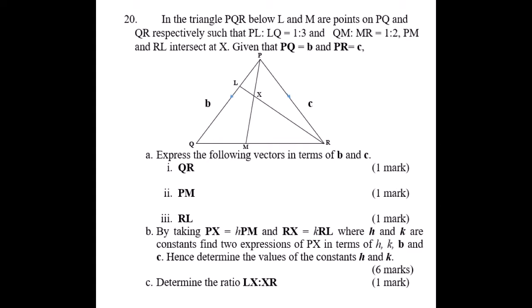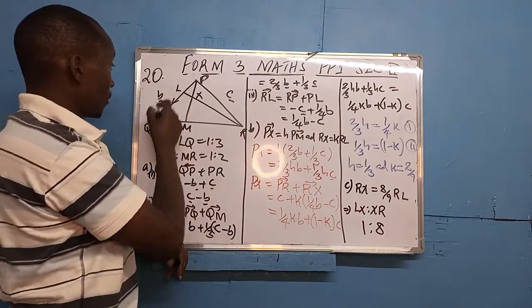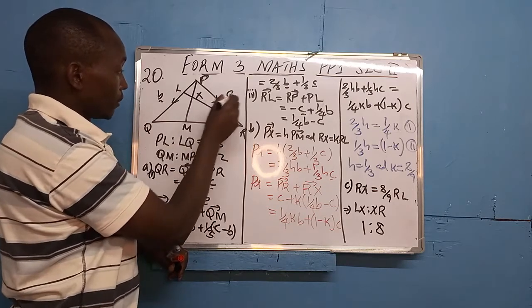Then part b, by representing vector PX in two different ways, where you're given that PX is h of PM and RX is k of RL, so k and h are just constants or scalars. Then you're supposed to find the values of h and k, those are fractions. Then finally, after having done that, you determine the ratio LX to XR. Good, that's number 20. As you have been given there, vector PQ is b, vector PR is c.